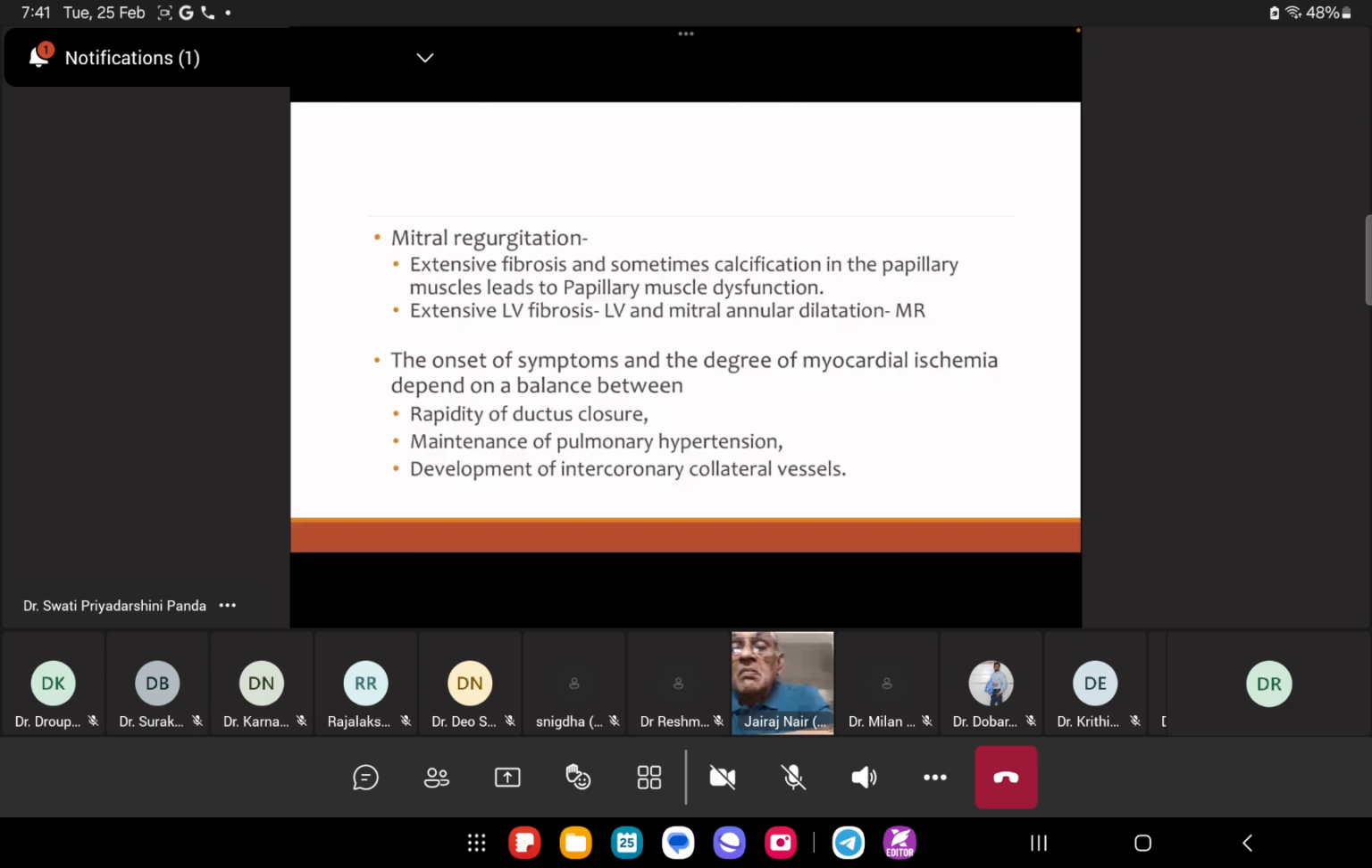The cause of mitral regurgitation is extensive fibrosis and sometimes calcification of the papillary muscle. This leads to papillary muscle dysfunction, and extensive left ventricular fibrosis leads to left ventricular and mitral annular dilatation. Both of these lead to mitral regurgitation. The onset of symptoms and the degree of myocardial ischemia depend on a balance between rapidity of ductal closure, maintenance of pulmonary hypertension, and development of intercoronary collateral vessels.